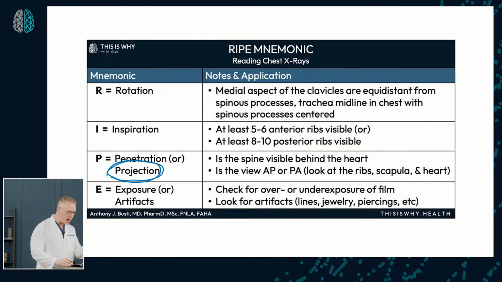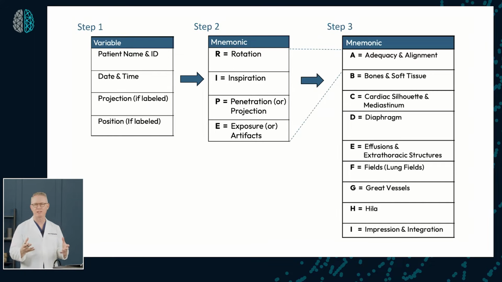Now, the RIPE mnemonic, if you remember from my full, more comprehensive how to read a chest x-ray lecture, converges and helps us to understand, do we have an adequate image with good alignment, right? And that's the A to I mnemonic that we use to do our overall interpretation once we've determined that the image is actually a good image.